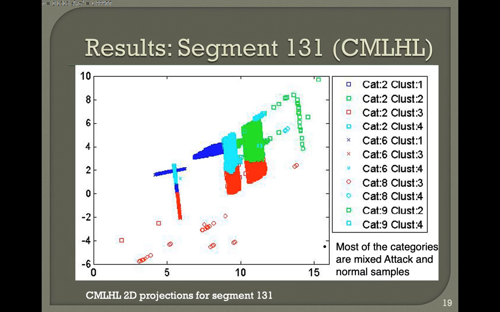In case of segment 131, there are more mixed samples even than in the previous one, with the projection of cooperative maximum likelihood Hebbian learning. So in case of normal behavior, category number 2, which are the squares, here in this part are quite mixed with the attack category number 6, attack category number 8, and attack category number 9. So most of the classes are mixed. So it's very difficult to identify when it's an attack and when it's normal behavior.